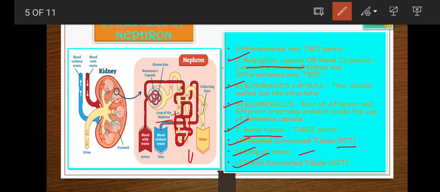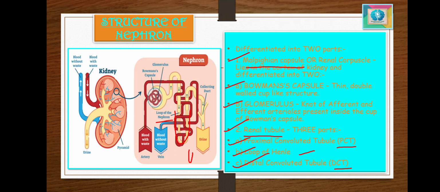Next comes the DCT, that is the distal convoluted tubule. It is a highly coiled part found in the cortex of the kidney. The word distal means far away or further. So it is far away from the Bowman's capsule, and it opens into the collecting duct. So this was all about the structure of the nephron.